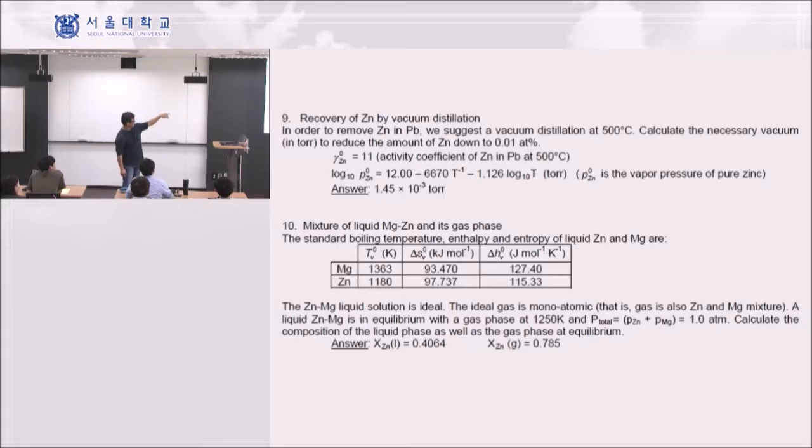So log10 P_Zn naught. That P_Zn naught is the vapor pressure of the pure zinc. So when you have pure zinc in the liquid state, it will have vaporization, so it will make gas, and P naught means when it is pure, okay. So we compare the actual activities P over P naught, yeah. So that's the P naught here, okay. So let's try to solve this one, number 9.